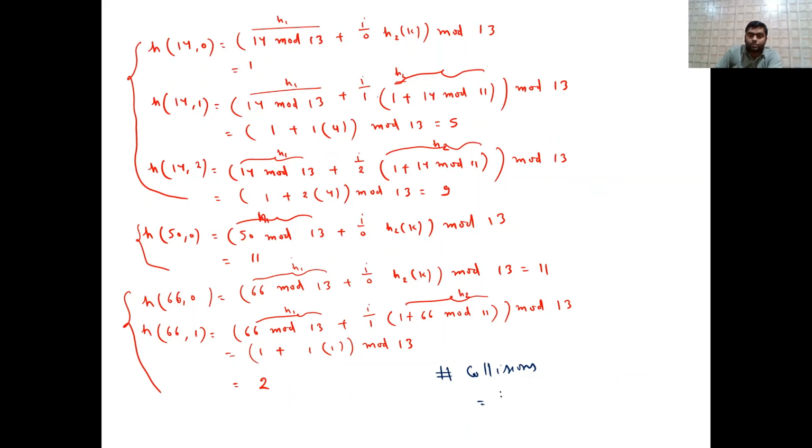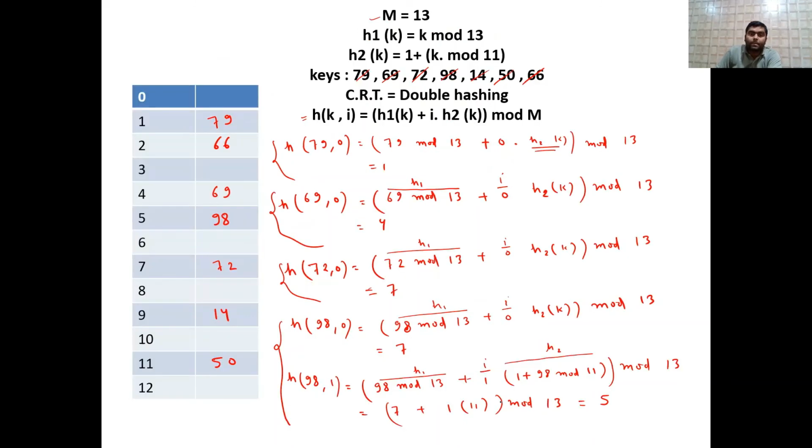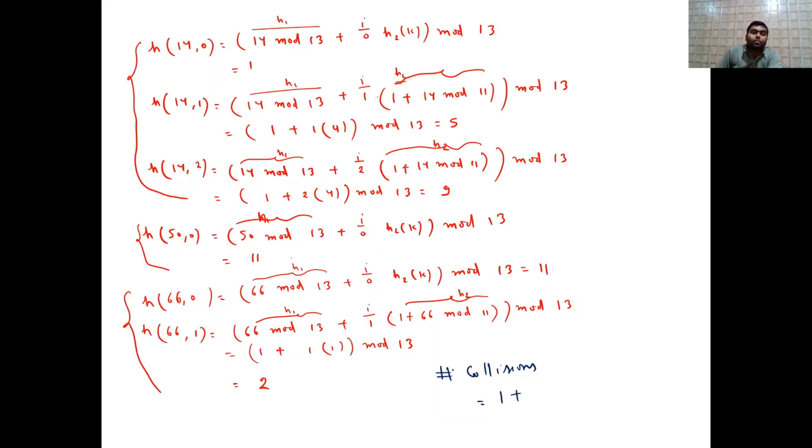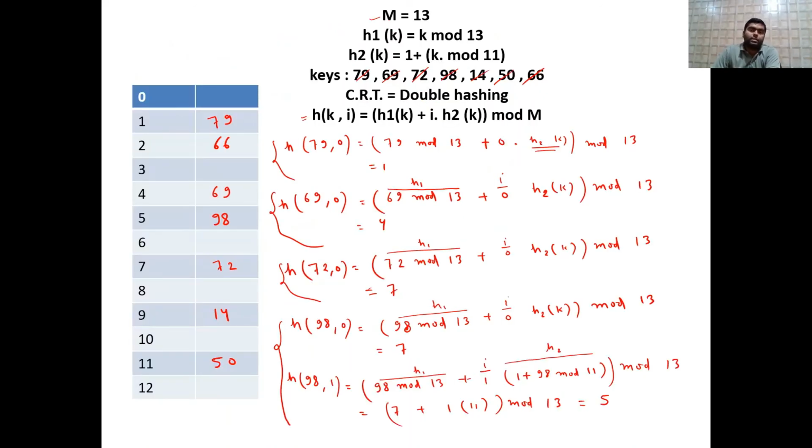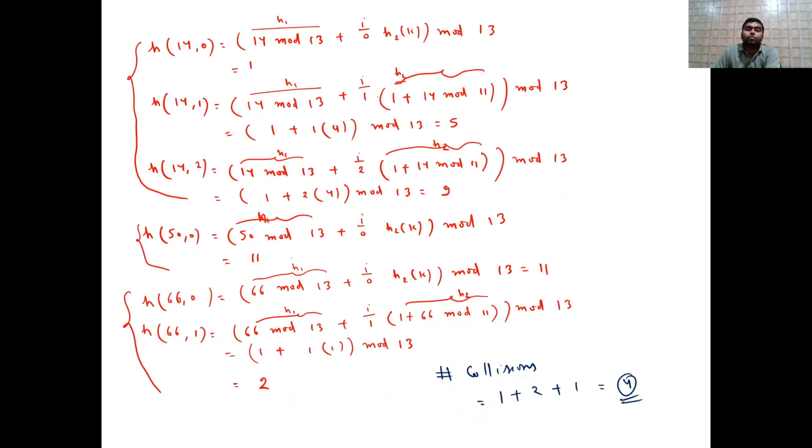There is one collision in the case of 98, and for 14 there is 1 collision, so it is 2 collisions, and for 15 no collision, and for 66 1 collision. So overall, how many collisions are there? 4 collisions are there. Okay, so these questions are very important and they may be asked in different examinations. So hope that you are getting this.